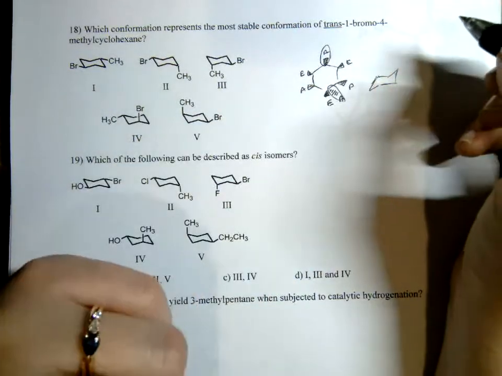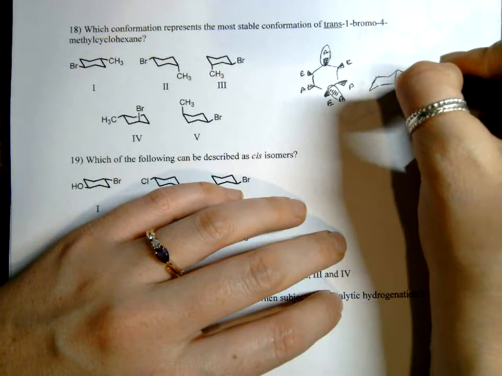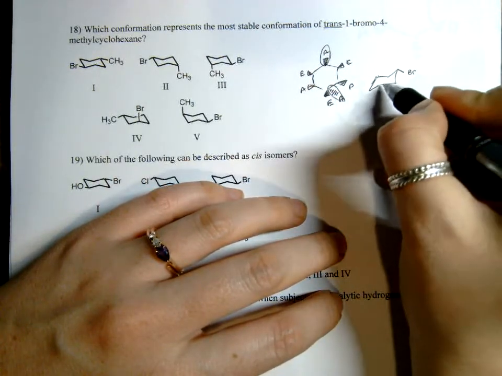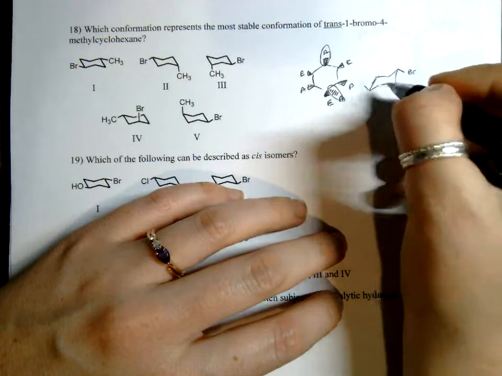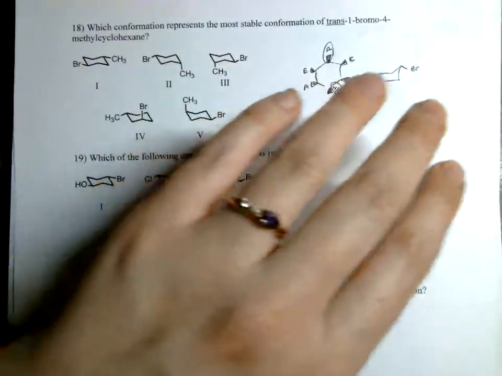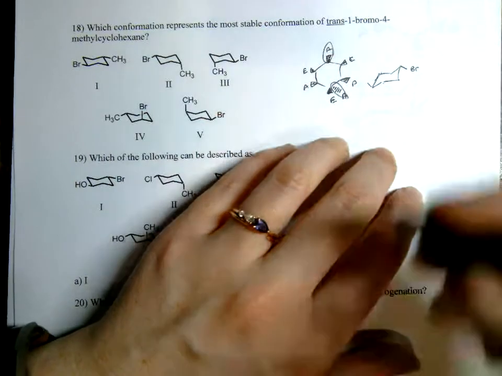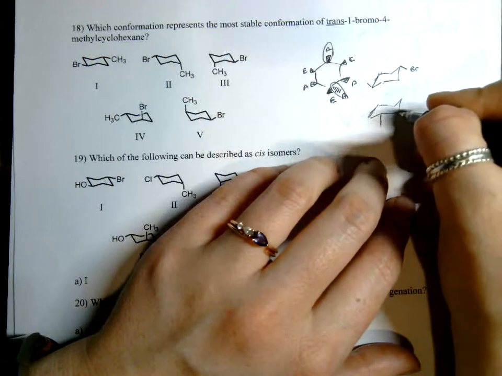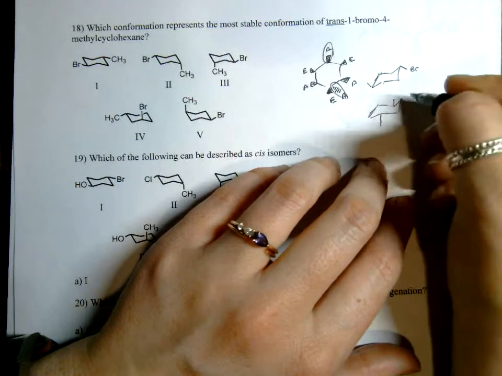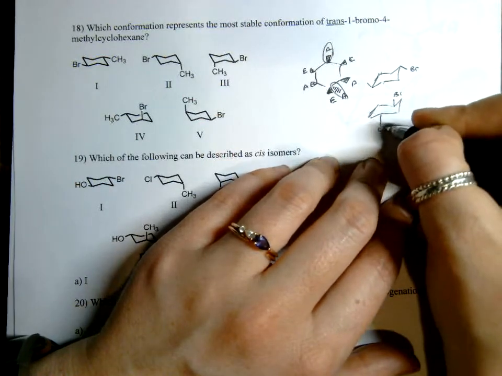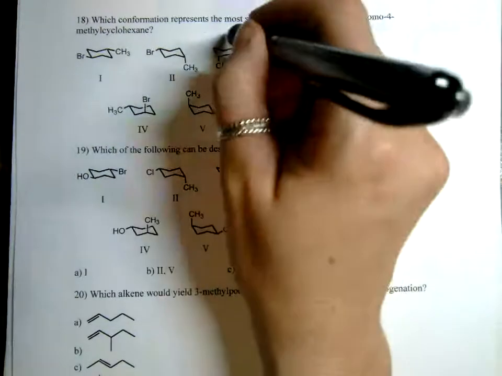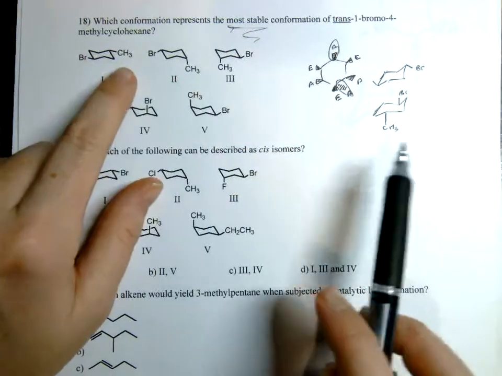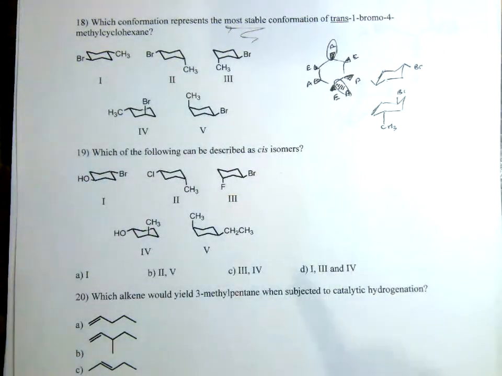Everything likes equatorial better, so I'll go with equatorial. We've got an equatorial bromo at carbon 1, 2, 3, 4, and an equatorial CH3. So the most stable conformation is equatorial. A possible conformation of this would be if they were axial, 1, 2, 3, 4. It could look something like this. But that's not what it's asking. It's asking for the most stable. And it doesn't seem like they give you that one. I guess they're not trying to trick you too hard.